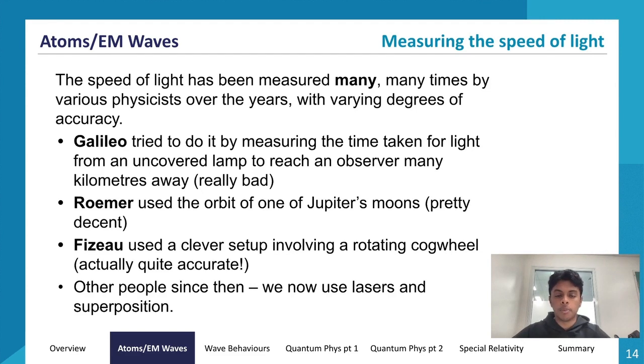After Fizeau, there were a couple of people after that, so there was Foucault. But in the modern means of measuring the speed of light, we use lasers and superposition to find the speed of light. So now we get pretty accurate results, a lot more accurate than these guys. But with what they had, Fizeau was quite close, and he had a very clever setup.